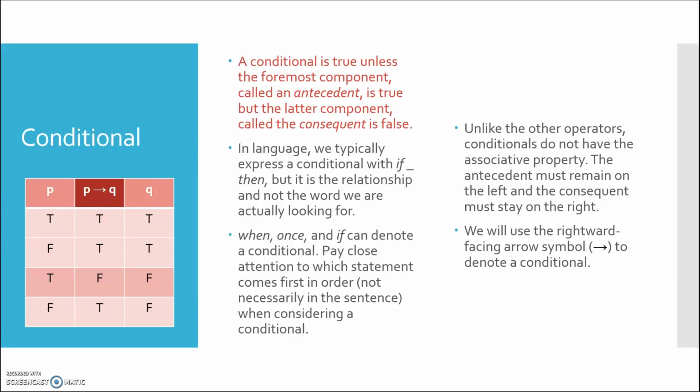Unlike the other operators, conditionals do not have the associative property. The antecedent must always remain on the left, and the consequent must stay on the right of the operator. We will use the rightward-facing arrow symbol to denote a conditional. Something interesting about conditionals is that they are true if both of the components, the antecedent and the consequent, are false.